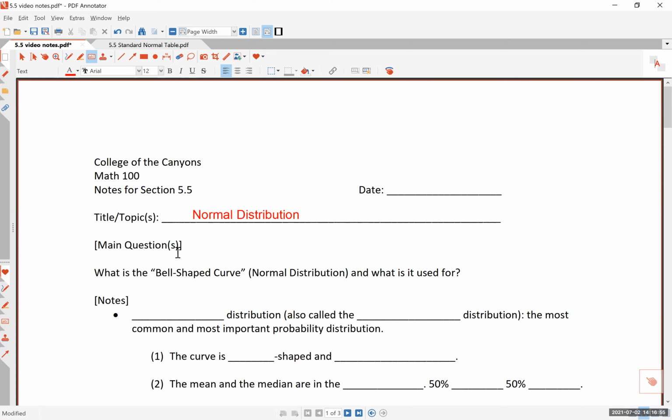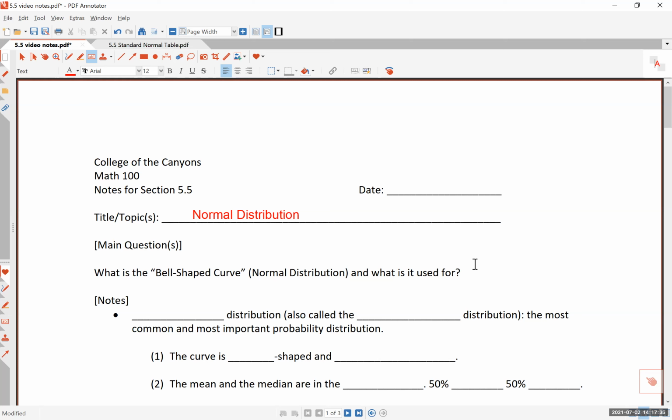Let's see, the main question here is, what is the bell-shaped curve, the normal distribution, and what is it used for? Who uses normal distribution? And the answer may surprise you, but pretty much everybody, directly or indirectly. Business decision makers who decide what area to go into or where to build a building study the traffic patterns, and what they normally come up with is some sort of a normal distribution.